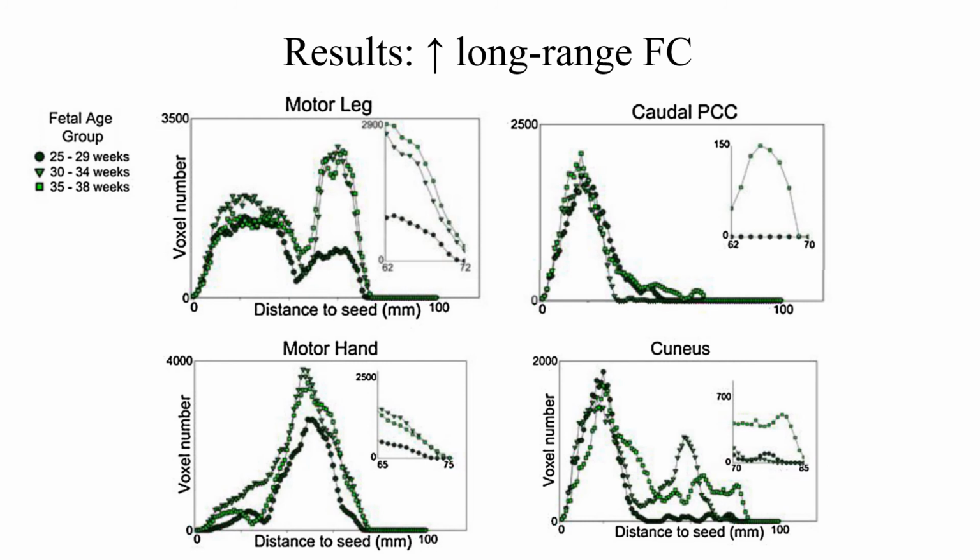Thirdly, there was increased long-range functional connectivity in older fetuses. So this graph shows the number of long-range connection to these 4 seed regions. X-axis shows the distance to the seed, and the y-axis shows the number of regions that are X distance away from the seed and also have a significant connection with the seed. So these 3 curves represent 3 age groups. And you can see that there's a huge increase in some of this distant connection in older fetuses. And that means there's an increase in long-range functional connections.